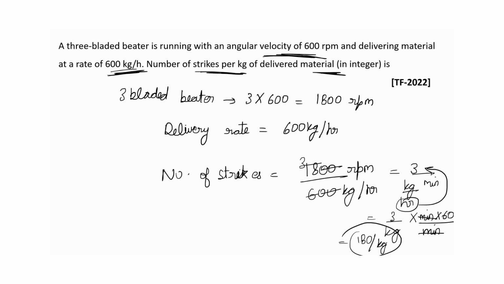So these types of questions are very simple. You just need to know the basics, that the angular velocity was given for a single bladed beater, and if it is a three bladed beater, then the angular velocity becomes three times, because it depends directly upon the number of blades, and it is directly proportional to the number of the blades. So do take care of these simple kind of things. Now coming to the next question.